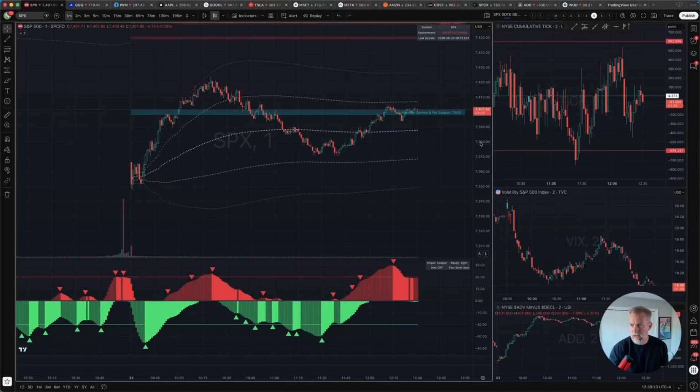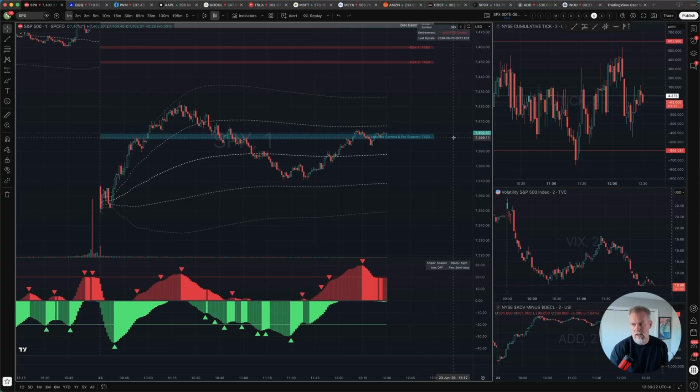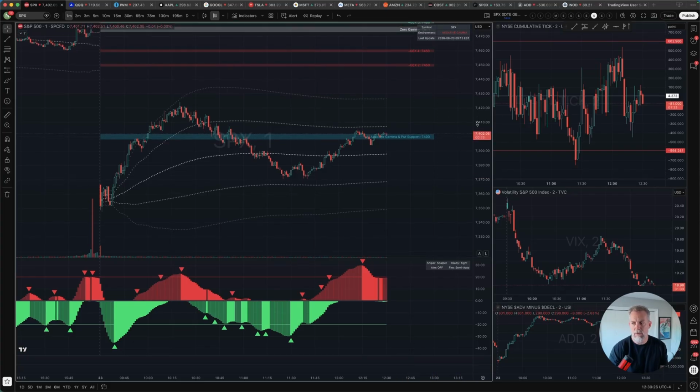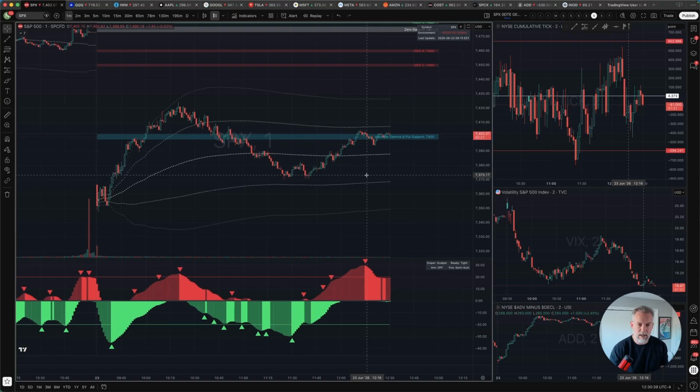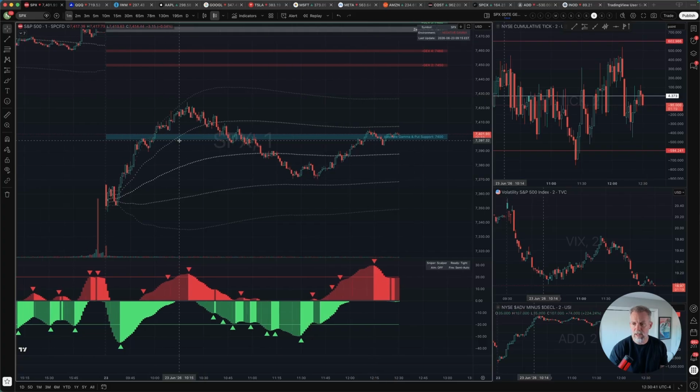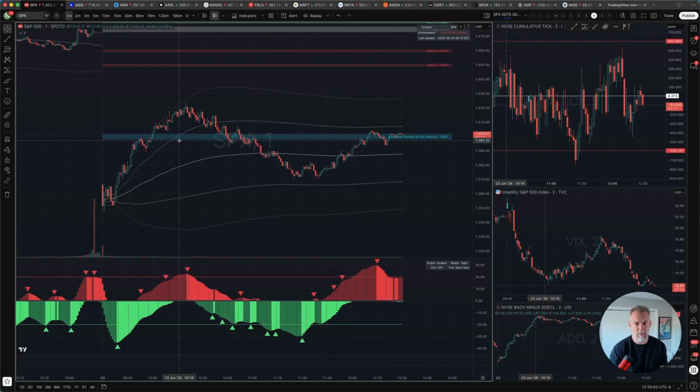I'm going to do a quick training on how to use these gamma exposure levels to inform your trading for the day. And like any other indicator, it's not always exact, but it does help create a bias. And today's a really good example.